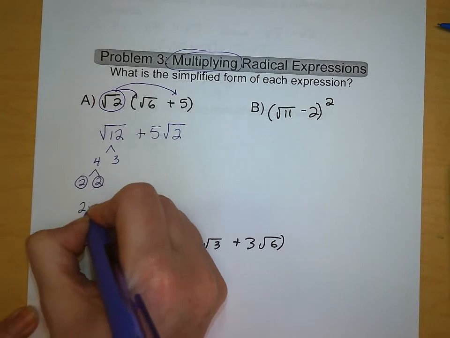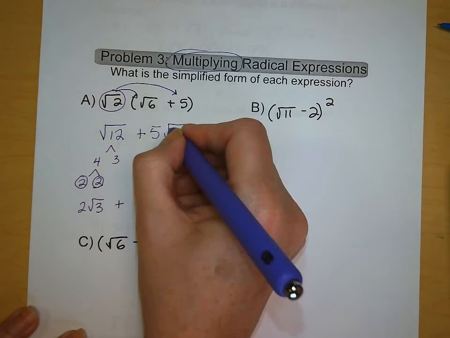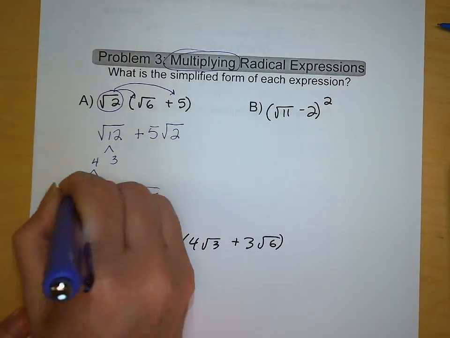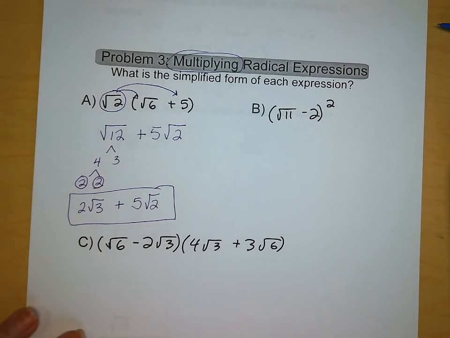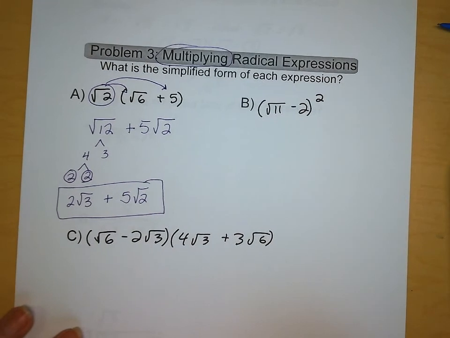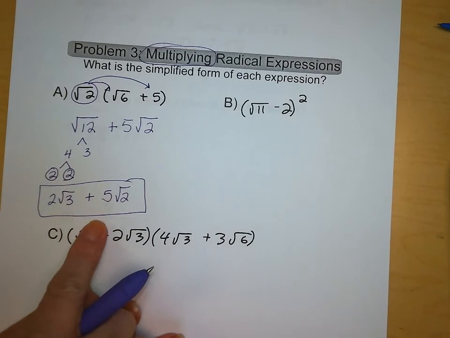Square root of 12 can be simplified into 2 root 3 plus 5 square root of 2. That is as simplified as you can go. They do not have common radicands, so we cannot combine those like terms, and they are both as simplified as they can be. And that's okay. This is what we call simple math.